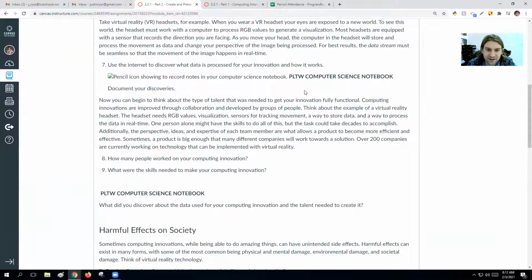So many things are out there, and some people will just take one program and say, okay, I already have VR through Oculus. How can I modify the code to work for my needs? For example, if I'm working with PTSD and trying to make virtual calming stations for those people. You're going to answer this question too in your presentation: how many people worked on your computing innovation, and what skills are needed to make it?